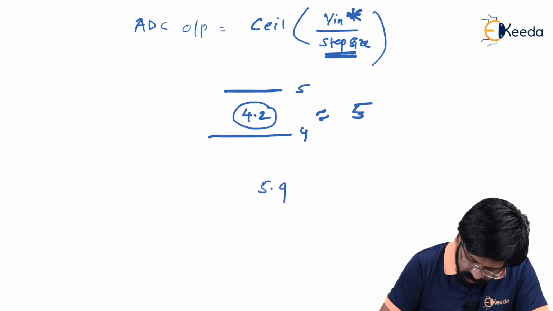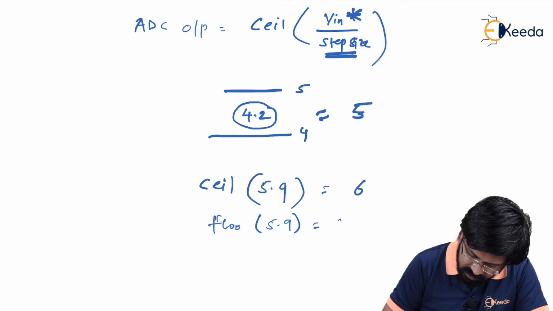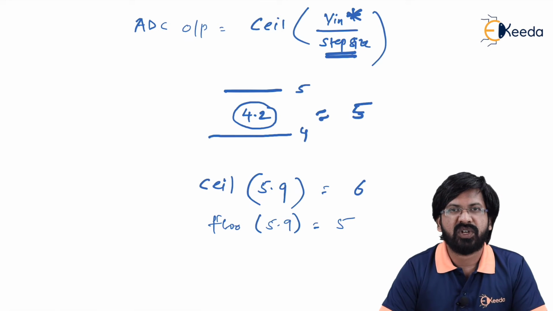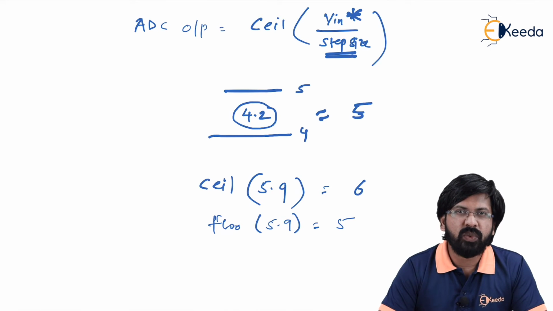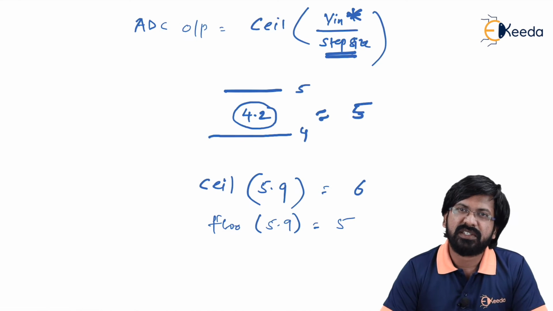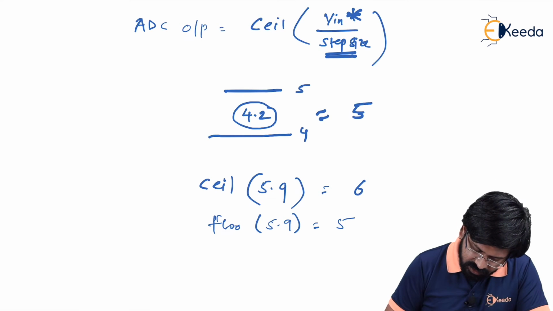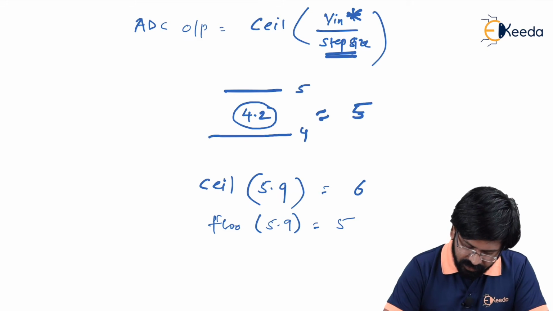Let's say you have 5.9. If you take the ceil function, it will be 6. But if you take the floor function of 5.9, it is taken as 5, because 5.9 is a number lying between two integers, 5 and 6. 5 is the floor and 6 is the ceil. So whenever you do this, you have to be careful.